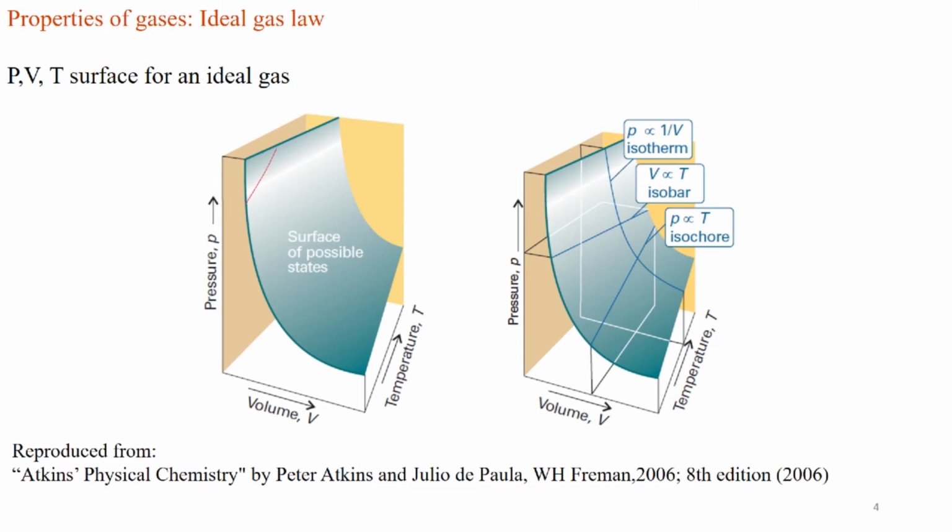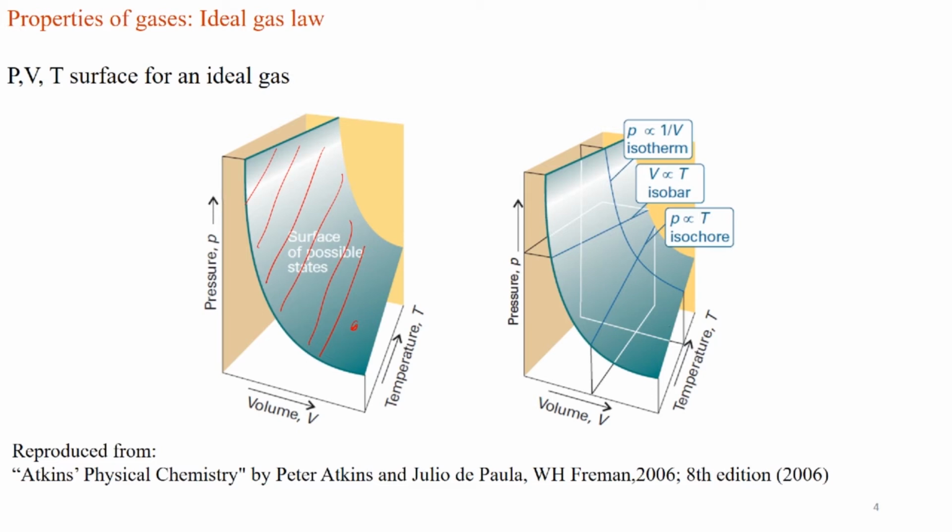Now any point on this surface represents or satisfies the equation of state, which is the ideal gas law. If a point lies outside this surface, that point does not represent a state of a system which obeys the ideal gas law. Now the interesting thing is that if you have this surface, you can readily deduce Boyle's law or Charles's law. For example, Boyle's law is the variation of pressure versus volume at constant temperature.